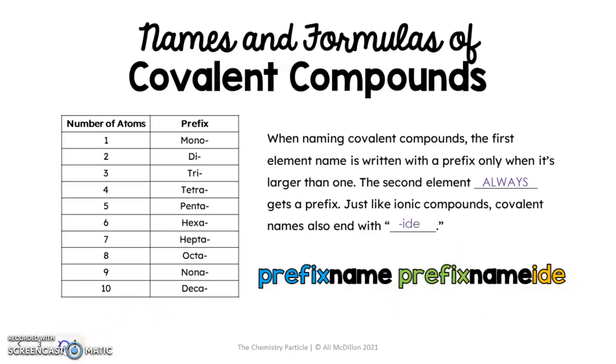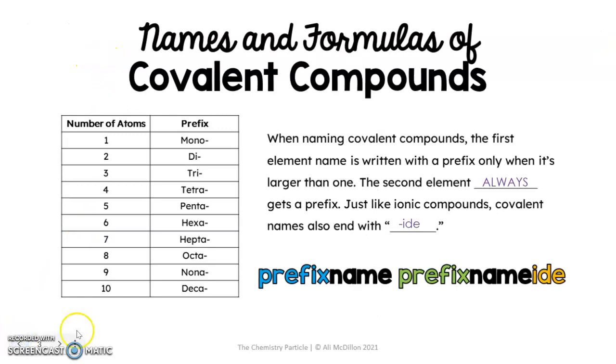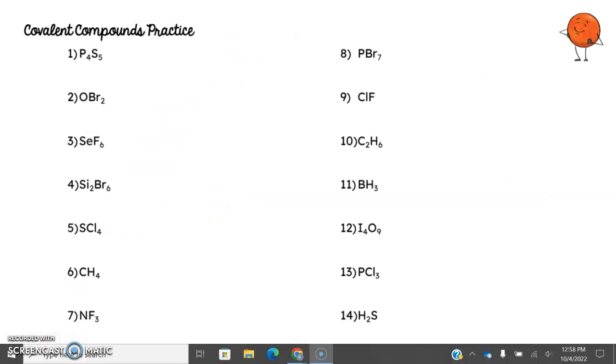Let's take a look at some of these. We're not going to do all of them; I'm just going to choose a few. Here, the subscripts are going to tell us which prefixes we need. We have a 4 and a 5, so I know I'm going to need the prefixes that relate to 4 and 5. Going back really quick, 4 is tetra, so we know we're going to have a tetra in there, and 5 is penta, so we'll have penta.